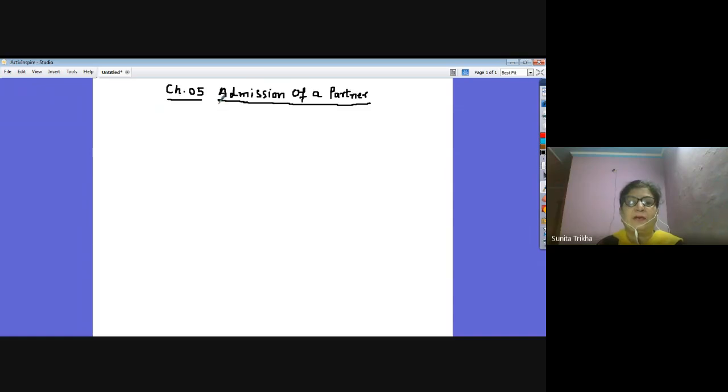When the new partner is admitted, the first effect will be on the profit sharing ratio. The ratio will change, so we have to calculate the new profit sharing ratio at the time of admission. And the second is, when a new partner is admitted, the old partners sacrifice their shares. That's why the sacrificing ratio will be calculated.